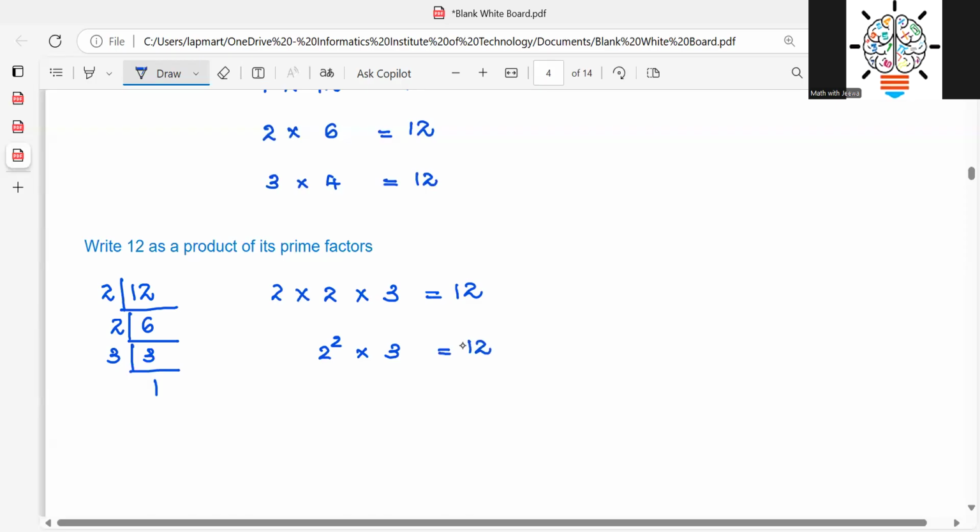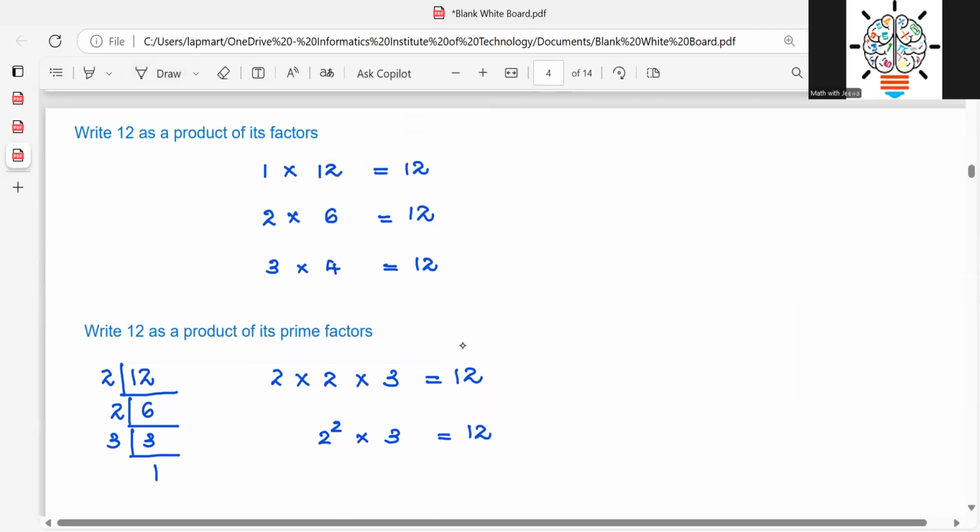So if they ask the question, write 12 as a product of its prime factors, this is the only answer all of you should write. But if they ask to write 12 as a product of its factors, then we have 3 different answers. Different students might select different answers. But if they ask you to write 12 as a product of its prime factors, all of you should get the answer like this, right?